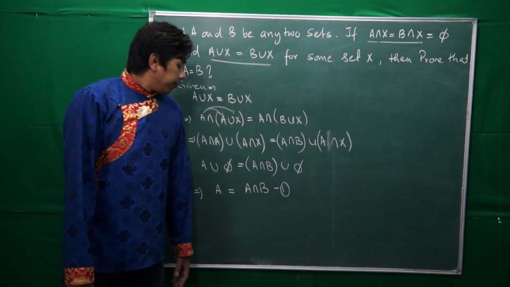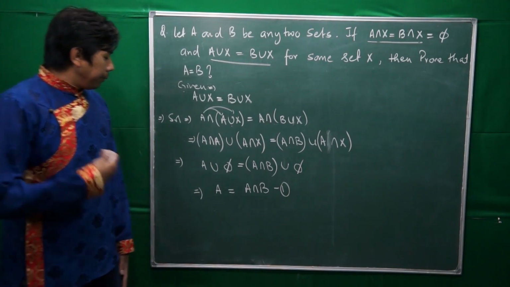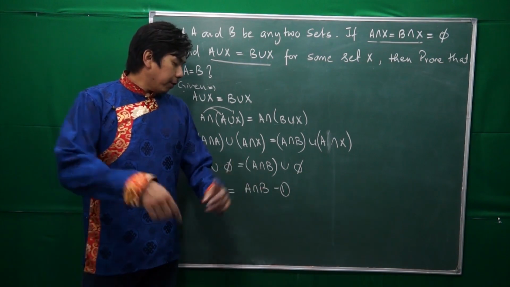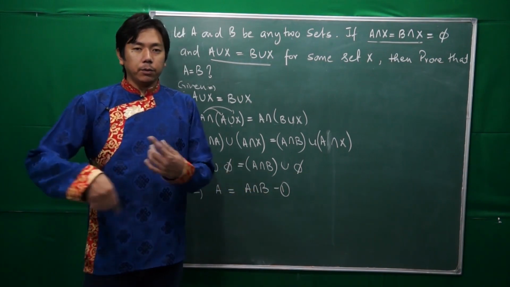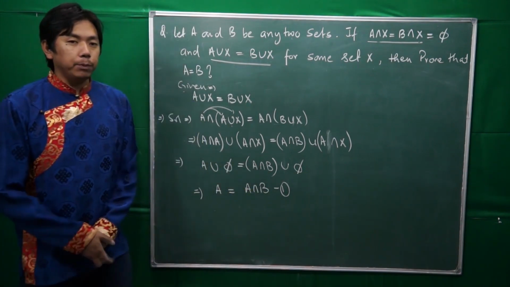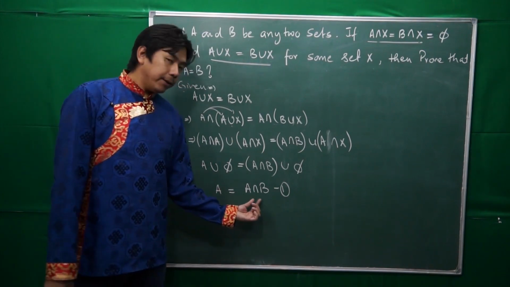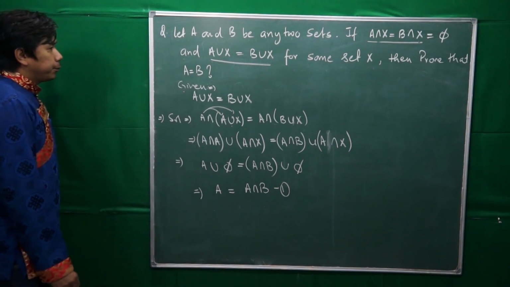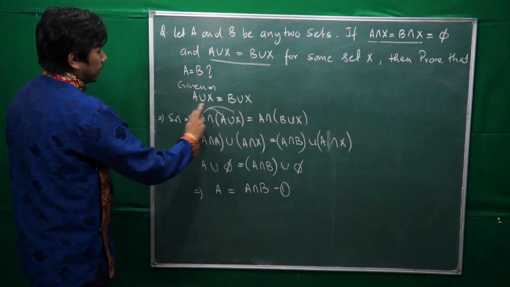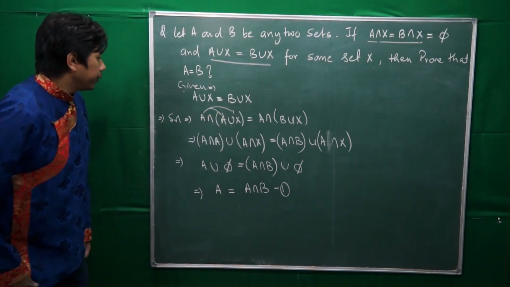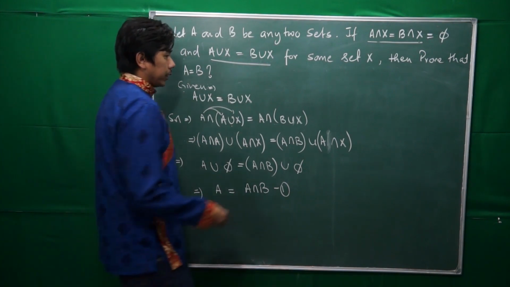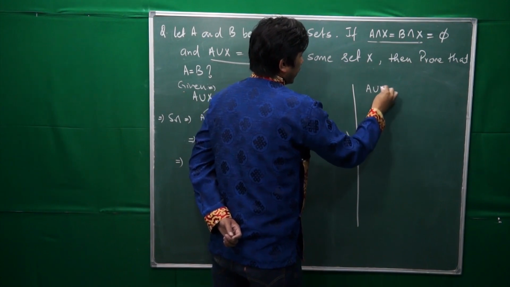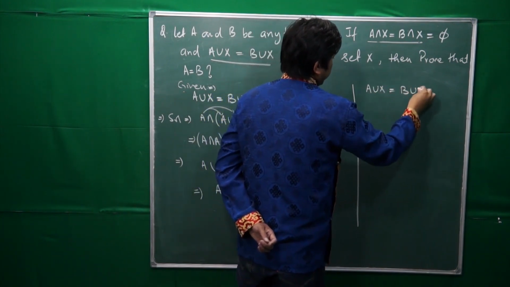Simple. Now for the second part, if I am able to prove that B is also equal to A intersection B, then from equation 1 and equation 2, I can prove that A equals B. So what we'll do is prove A intersection B is equal to B. To prove that, again, we'll go with the same equation: A union X is equal to B union X.